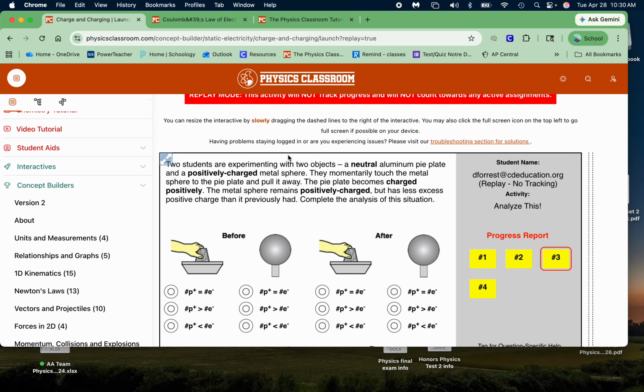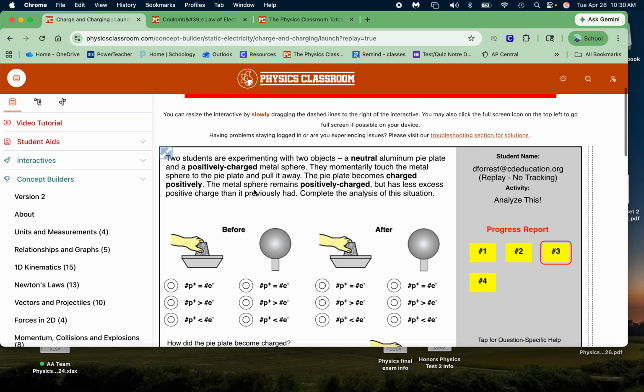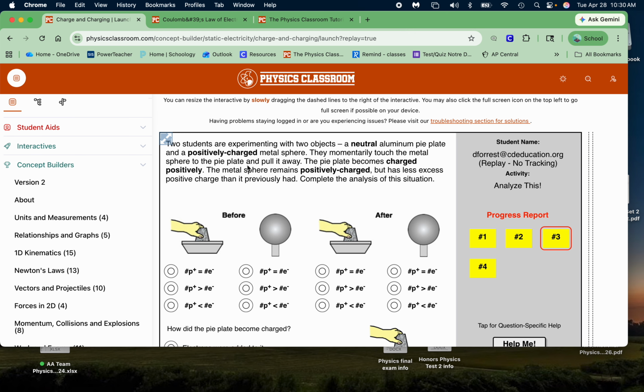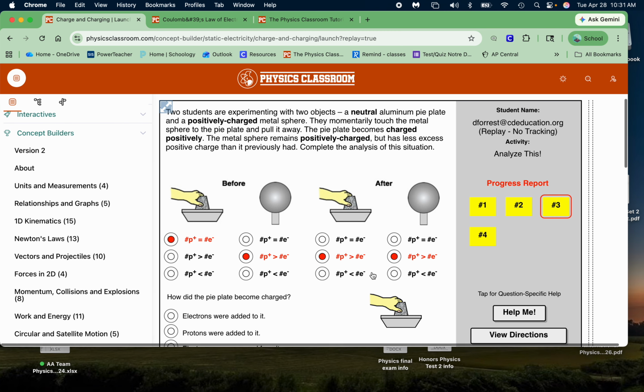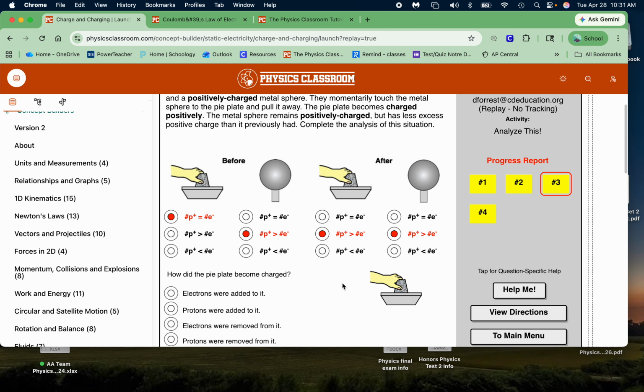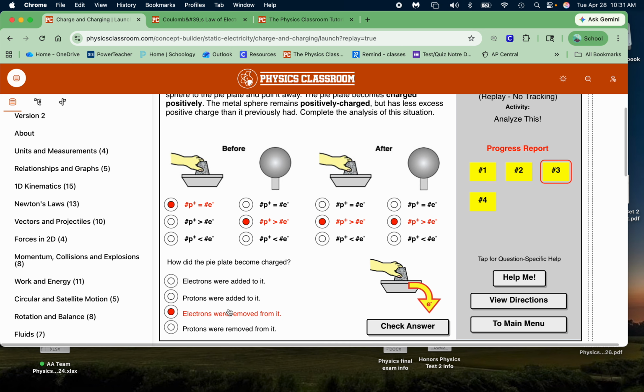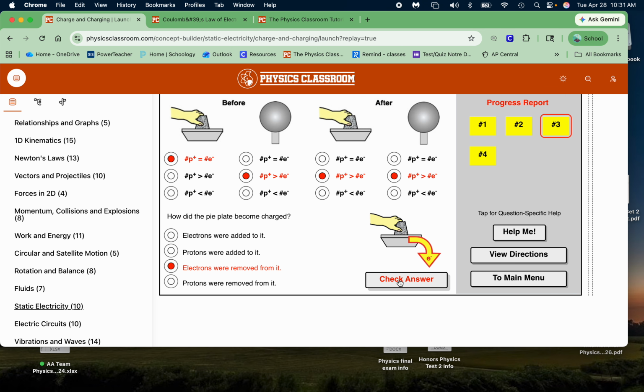So this says 2 students are experimenting with 2 objects, a neutral aluminum pie plate and a positively charged metal sphere. They momentarily touch the metal sphere to the pie plate and pull it away. The pie plate becomes charged positively, and the metal sphere remains positively charged but has less excess positive charge than it previously had. So initially, if this is neutral and this is positive, there are more protons than electrons. At the end, if they are both positively charged, they both should have more positives than negatives. So if the pie plate was neutral and became positive, it is because electrons left. So that is it.